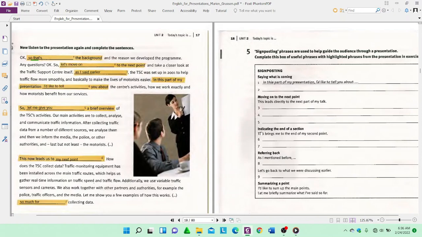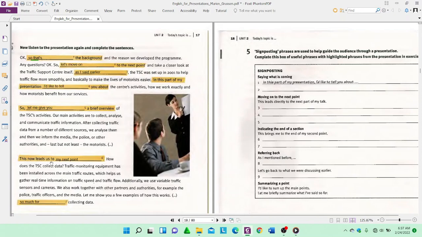And you can also use indicating the end of a section, right? When you have explained one slide which contains several points, and those points are successfully explained, you want to tell your audience that one point is done or finished, and you can do that by indicating the end of a section, saying, this brings me to the end of my second point, or number six, right?